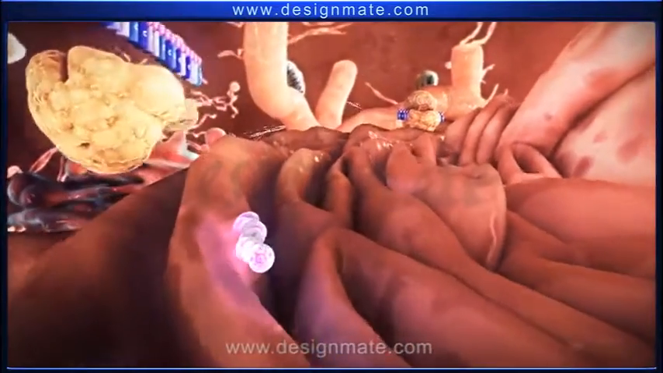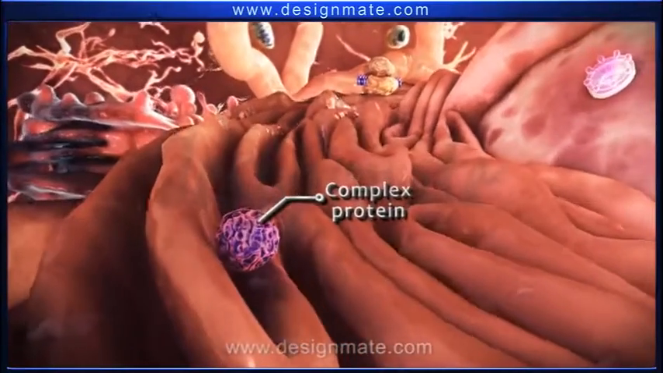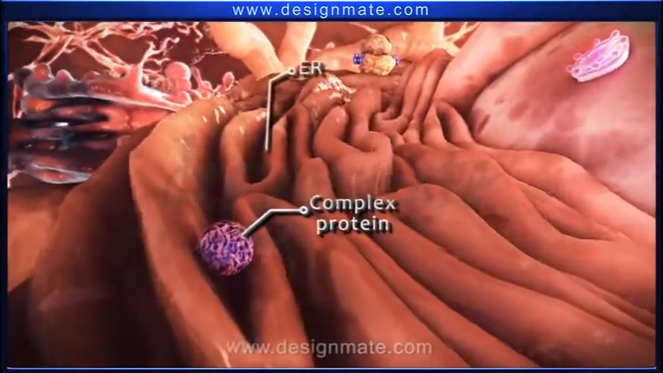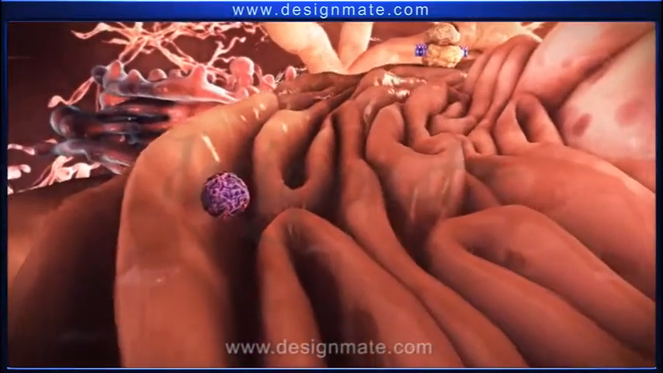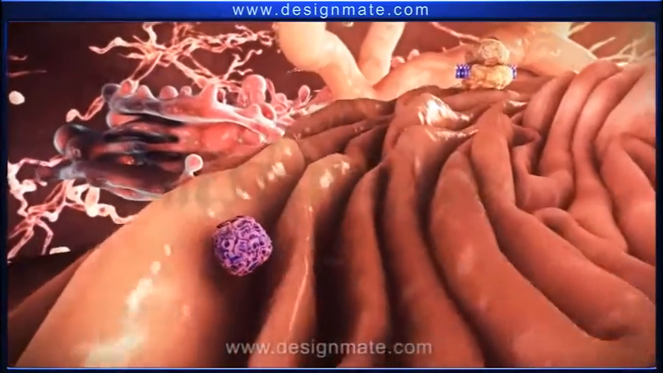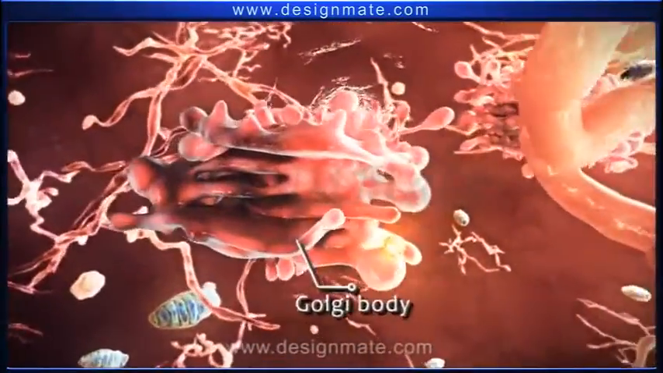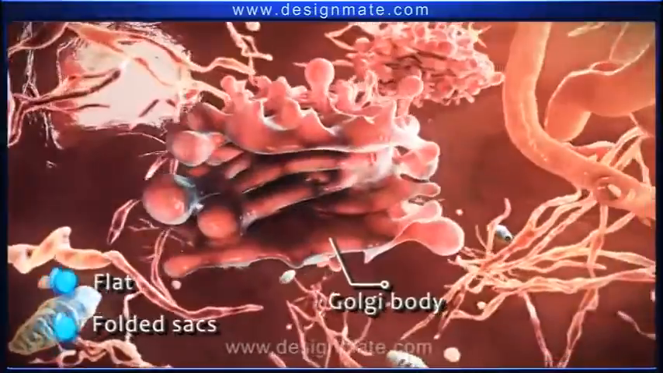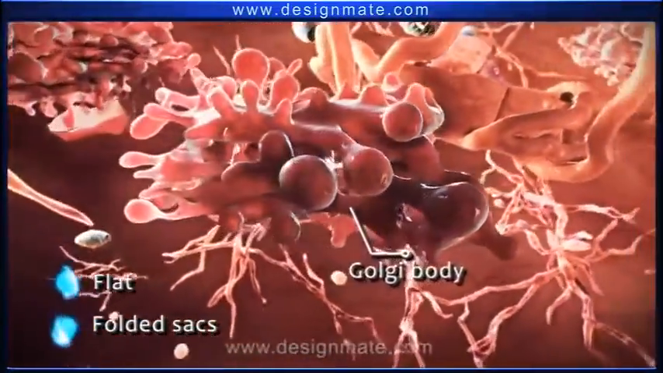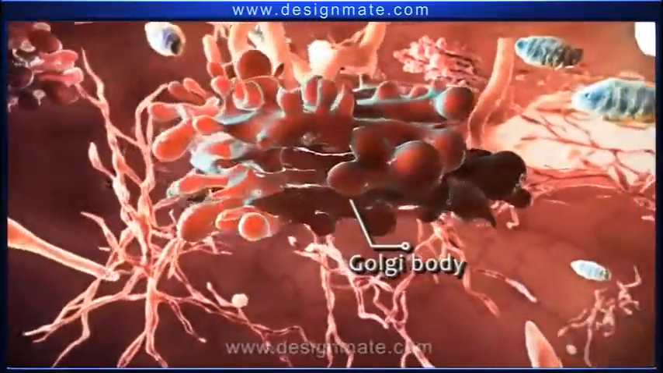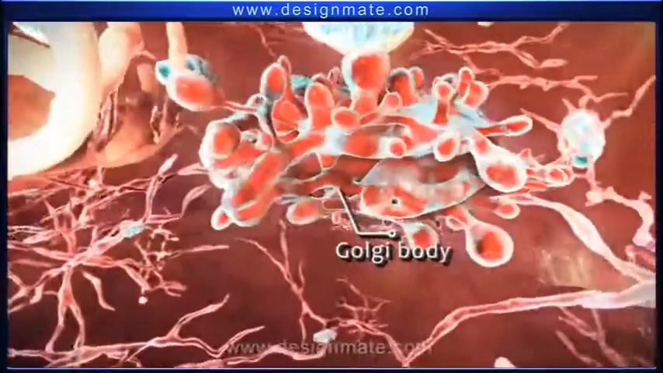As the protein synthesis terminates, a complex protein gets formed and is pushed inside the ER. It moves along the tubes of the ER to another organelle, that is, the Golgi Body. Golgi bodies are flat. They are folded sacs and act like a post office for the cell. Proteins and other materials are packaged and stored in the Golgi Body.